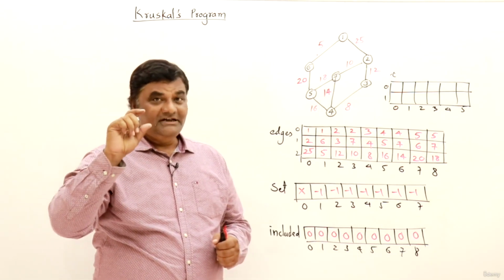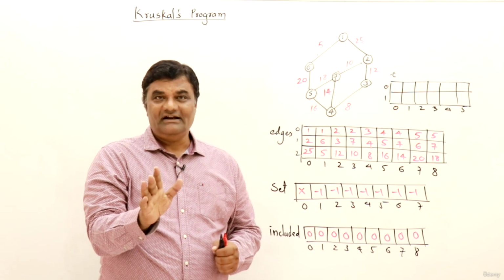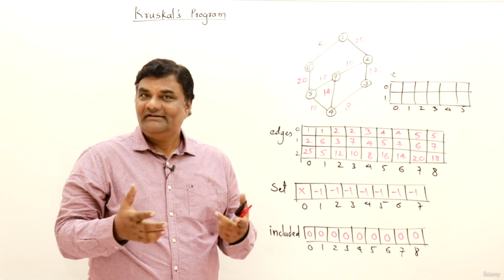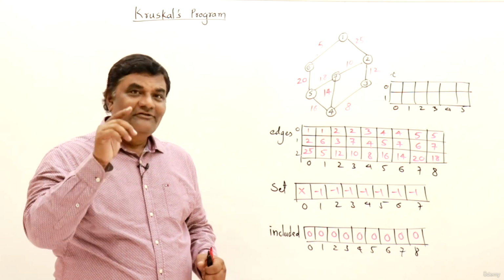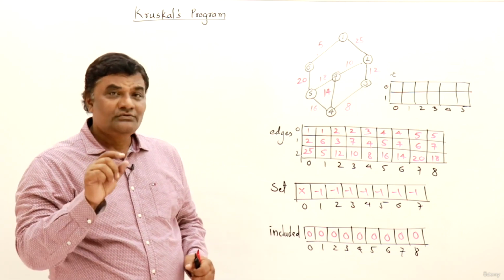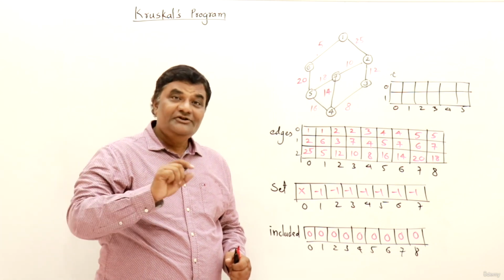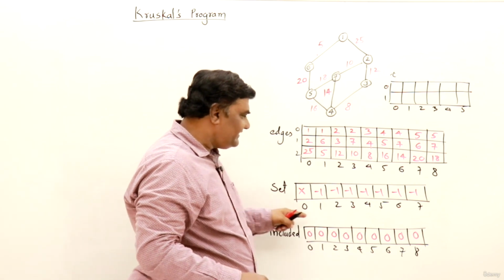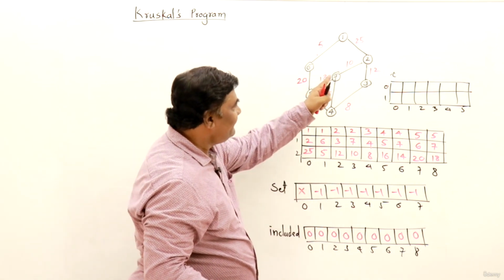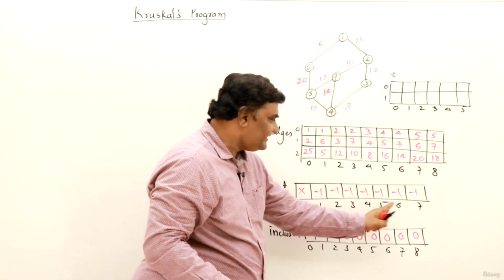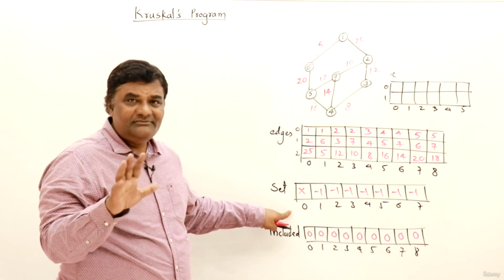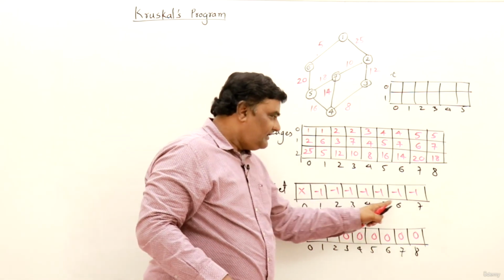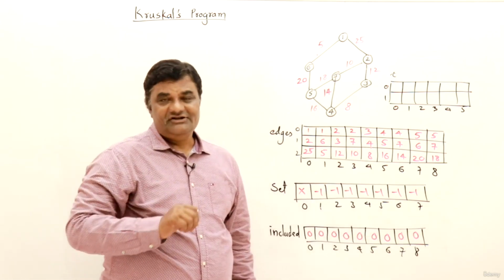Whenever you are picking up a minimum edge, you have to make sure that inclusion of that edge is not forming a cycle. How to detect a cycle? For detecting a cycle, we will use set operations, that are union and find. For that, I have an array called set, and there are 7 vertices, 1 to 7. So I have taken 1 to 7. Starting from 0, I'm not using this one, so I put a cross mark there. I'll be using it from here, and all of these are filled with -1 initially.